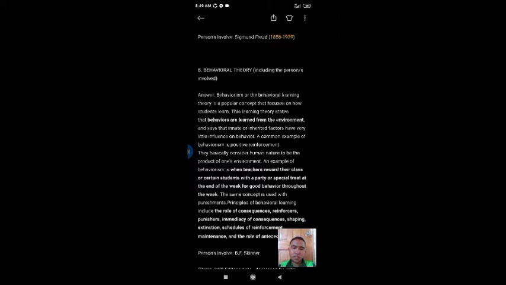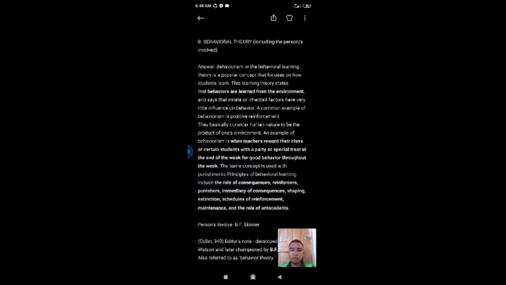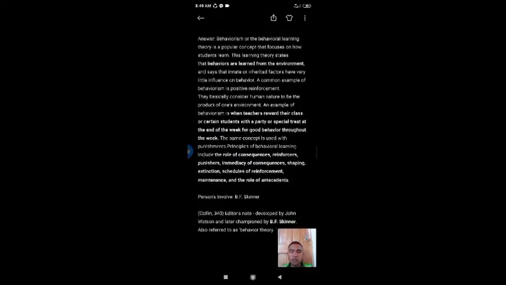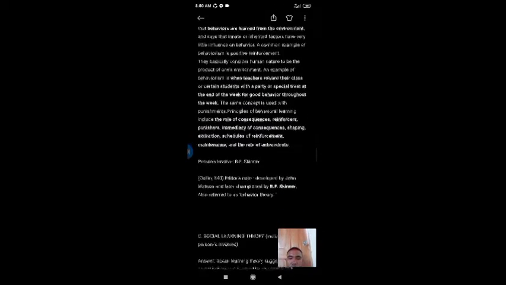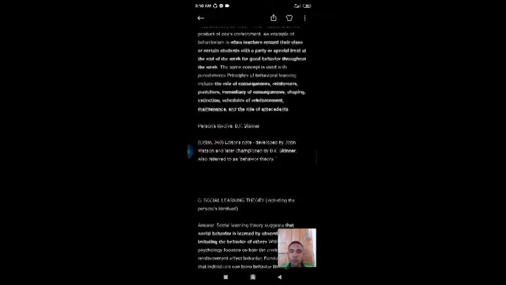So the same concept is used with punishment. Principles of behavioral learning include the role of consequences, reinforcers, punishers, immediacy of consequences, shaping, extinction, schedules of reinforcement, maintenance, and the role of antecedents. The person involved is B.F. Skinner, and the concepts developed by John Watson, later championed by B.F. Skinner, are also referred to as behavioral theory.